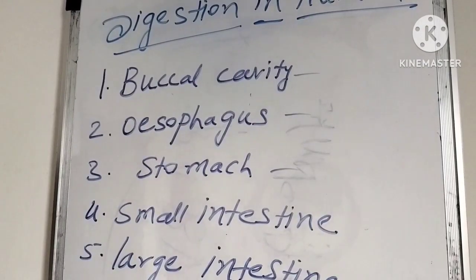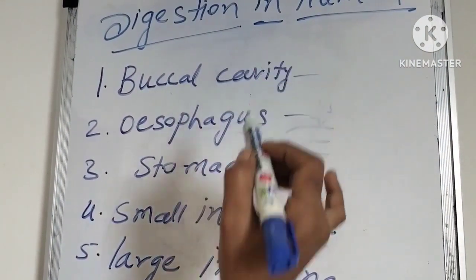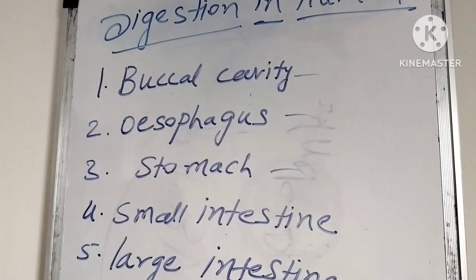Hello children, now we are going to learn about our second lesson, nutrition in animals. In this video we are going to see about digestion in humans. In human beings, a digestive system is present, as all of you know.